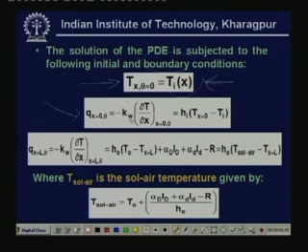One boundary condition is: minus kW ∂T/∂x at x = 0, θ, is equal to Hi into (T at x = 0 minus Ti). This is the boundary condition at the inner surface. Similarly, the boundary condition at the outer surface, that is x = L, is given by this.